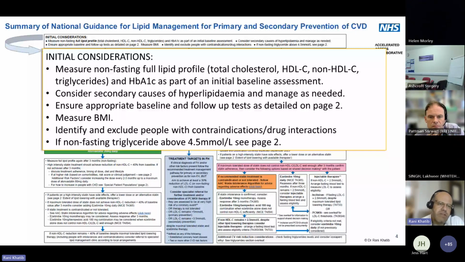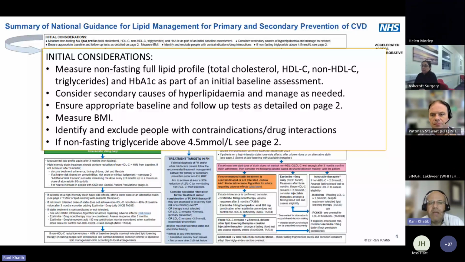Then you need to delve into secondary causes of hyperlipidemia, which I'll highlight alongside Stuart, who will talk about some of that. And then you want to make sure that there is a follow-up. You don't fire and forget. You do a baseline, and you want to assess whether whatever intervention you did made a difference.